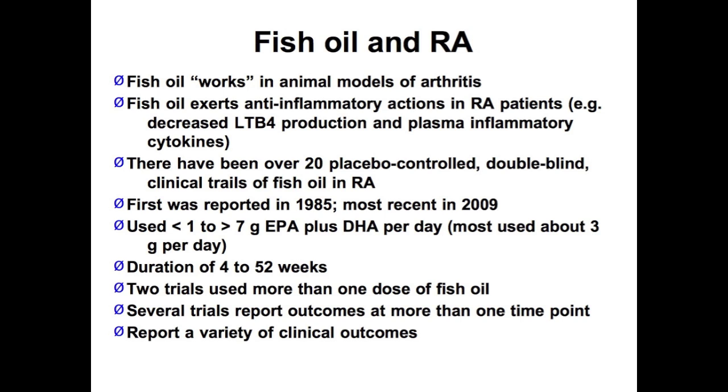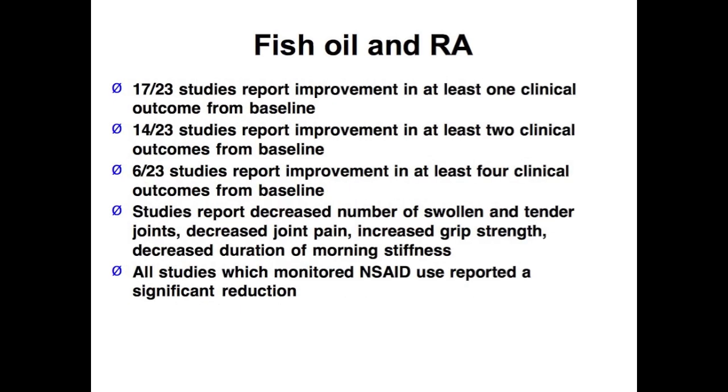There are actually not many dose-finding studies in arthritis, but they look at different times and they report all sorts of things. So out of 23 studies that we talked about in this review, 17 of them reported improvement in at least 1 clinical outcome, 14 in at least 2 clinical outcomes, and 6 in at least 4 clinical outcomes. And these were things like reduced number of swollen and tender joints, decreased pain, increased grip strength, decreased duration of morning stiffness. And the really interesting thing is all studies that monitored NSAID use reported a significant reduction.